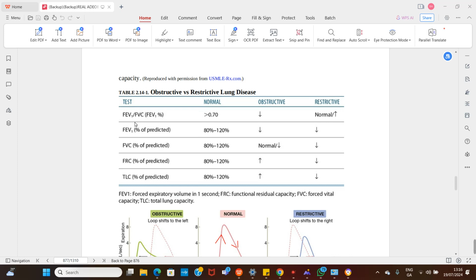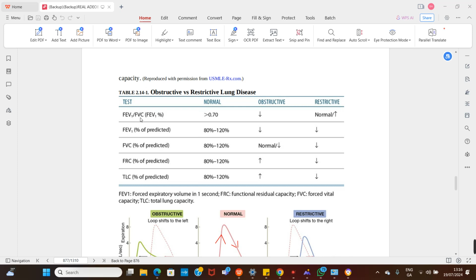Sometimes they can give you an FEV1 of 75. That is abnormal. But many people get it confused with the FEV1 over FVC ratio, and they start picking something else. They are different things entirely. FEV1 over FVC ratio should be more than 70% in a normal setting. FEV1 should be more than 80% in a normal setting. Very, very important. You have to pay attention to that.